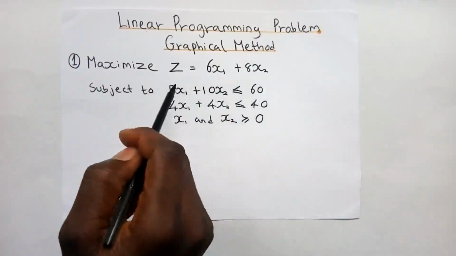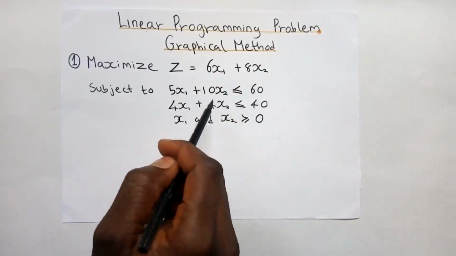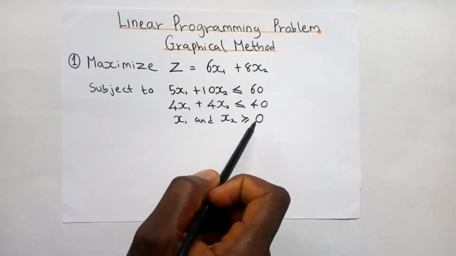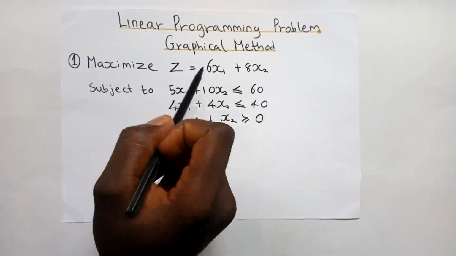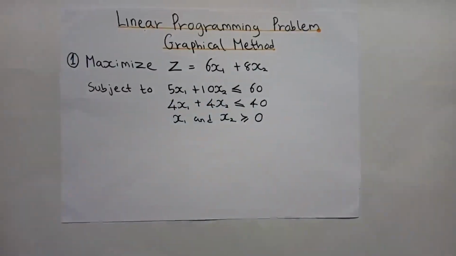subject to the first constraint, 5s1 plus 10s2 is less than or equal to 60, and 4s1 plus 4s2 is less than or equal to 40. s1 and s2 are greater than or equal to 0. This is the set of non-negative restrictions. Z is the objective function. S1 and S2 are the decision variables.